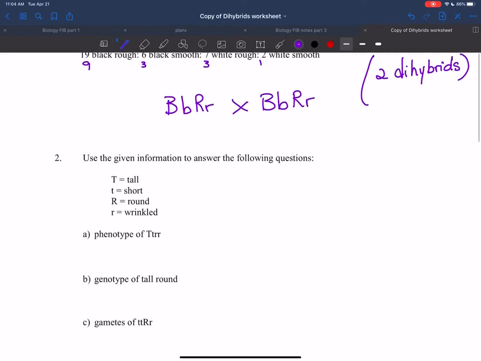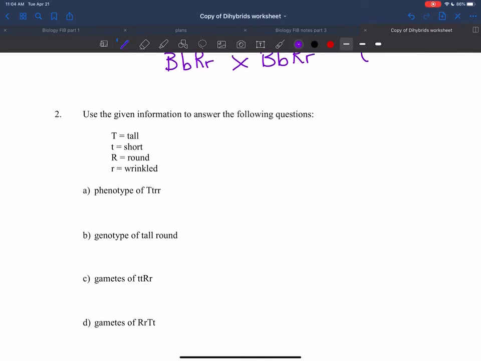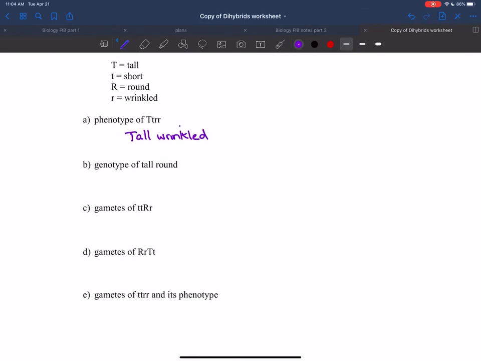All right, question 2, given the following information, answer the question. So what is the phenotype of big T, little t? So here I'm going to have tall and wrinkled. The genotype for tall, round, so those are both dominant. So then I need to have big T and a big R. It doesn't matter what the other ones are.